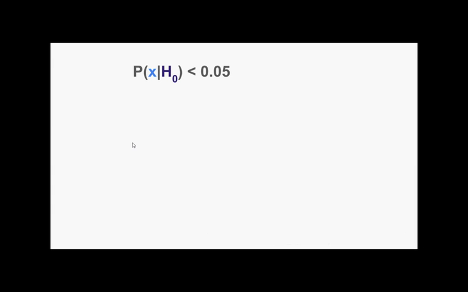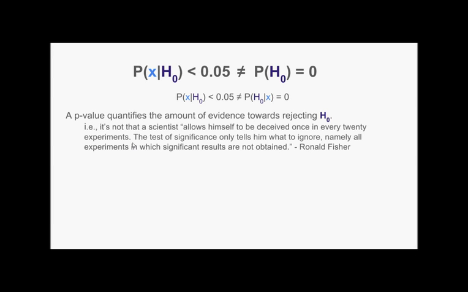So what does it really mean when we get a p-value that's less than 0.05? It does not mean exactly that the null hypothesis is false. And neither does it mean that the posterior belief, or the probability of the hypothesis given the data, is very low or 0. And this is how people usually interpret the p-value. And Ronald Fisher wants to also note that it's really about quantifying the amount of evidence towards the hypothesis. It's not that, he says, a scientist allows himself to be deceived once in every 20 experiments. It's really that the test of significance tells him what to ignore, namely all the experiments in which significant results are not obtained.